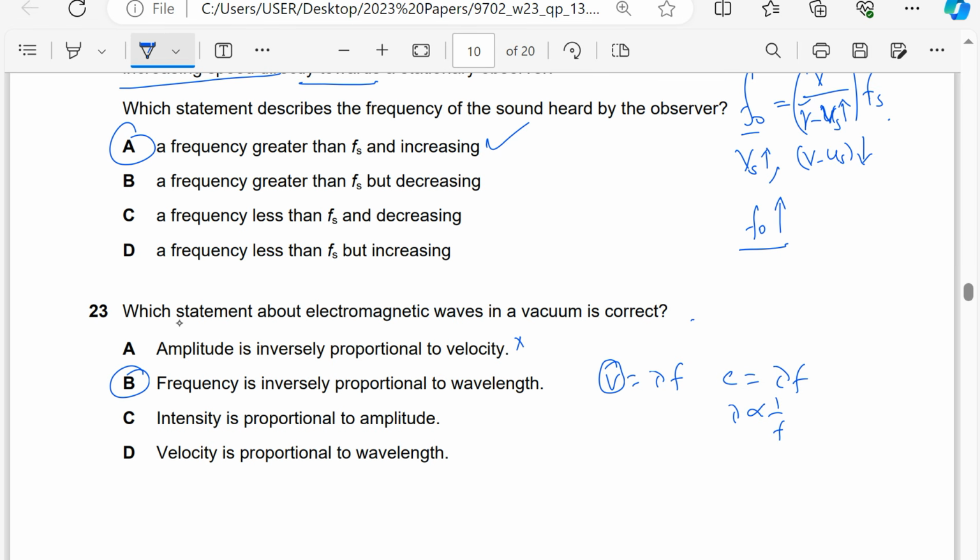Intensity is proportional to amplitude. That is not true. We know that intensity is proportional to amplitude squared. Velocity is proportional to wavelength. Remember, velocity is constant. It is c. So it is not proportional to wavelength. The speed is constant. So the answer is going to be B.